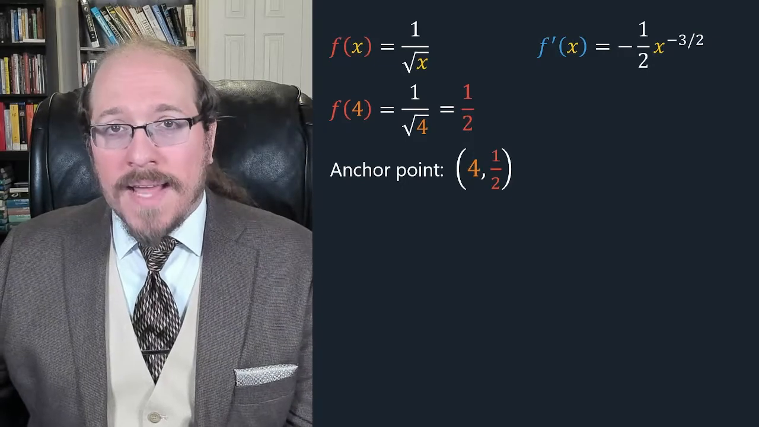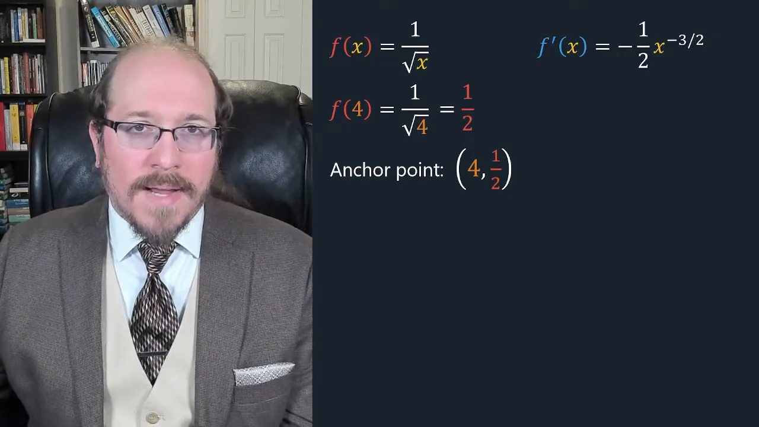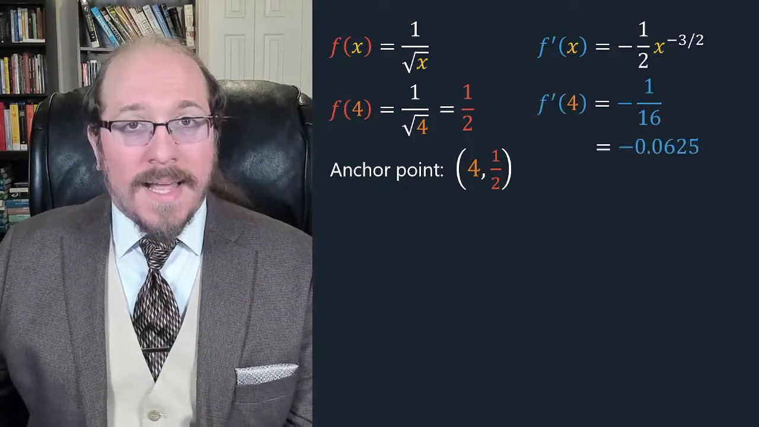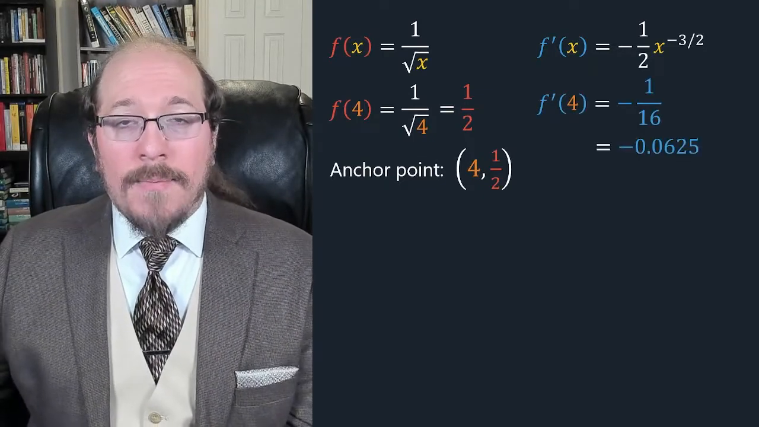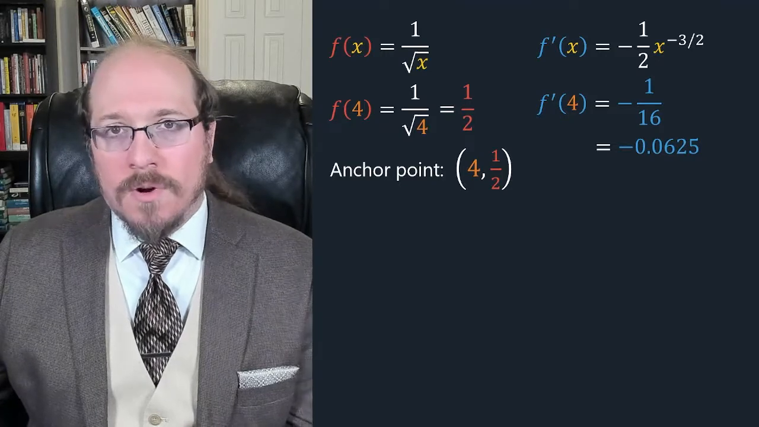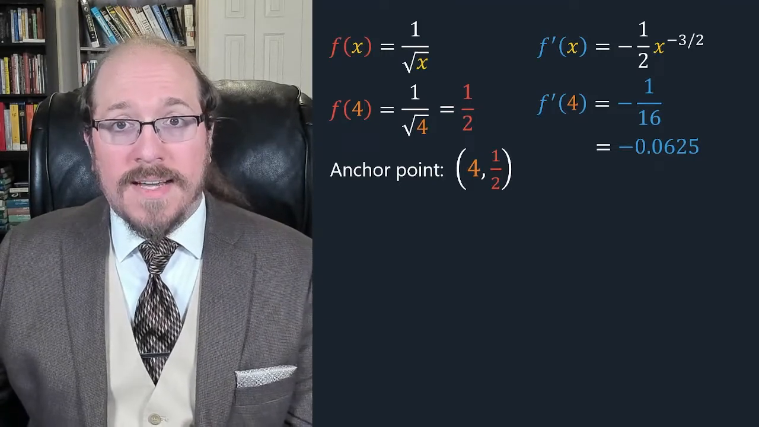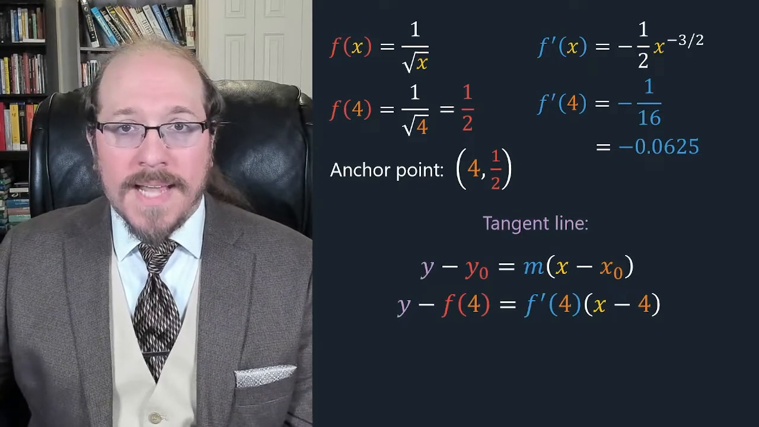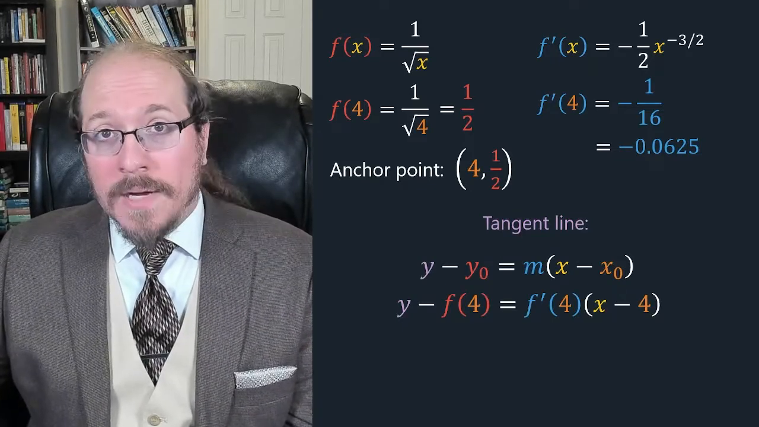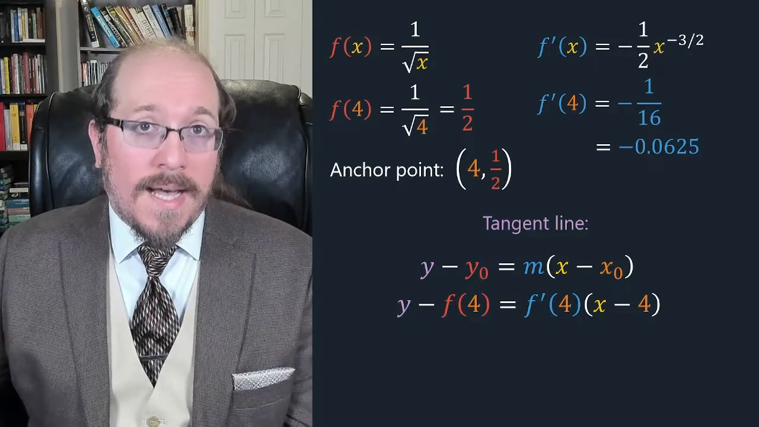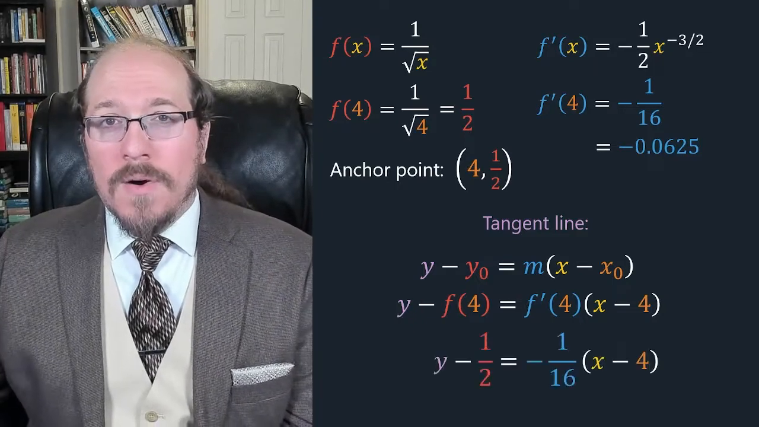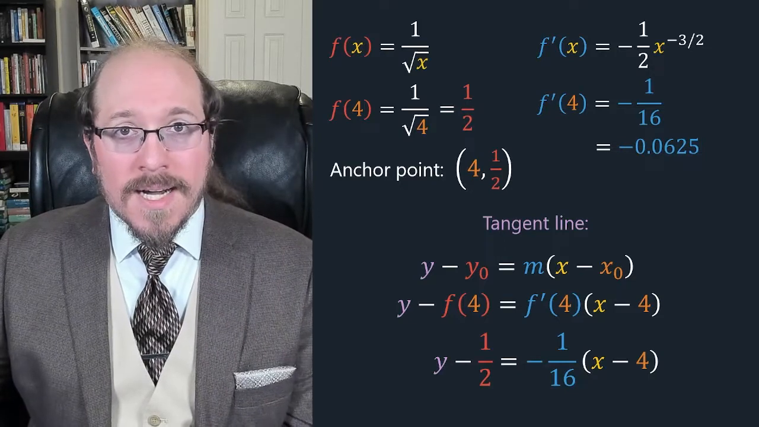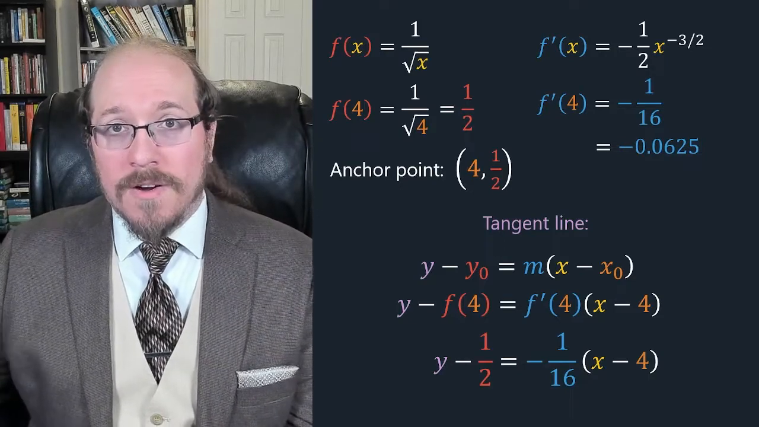Here that comes out to -1/2 times x to the -3/2 power, which you can check with the power rule. Plug in x equals 4, our anchor point, and we get -1/16, or -0.0625. So, using the point slope form of our tangent line, y minus the y coordinate equals slope times x minus the x coordinate, we get y minus 1/2 equals -1/16 times the quantity x minus 4.